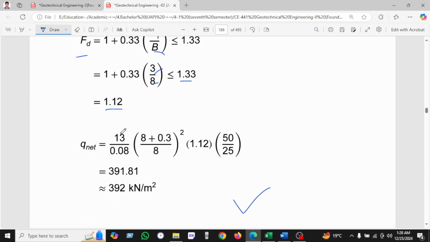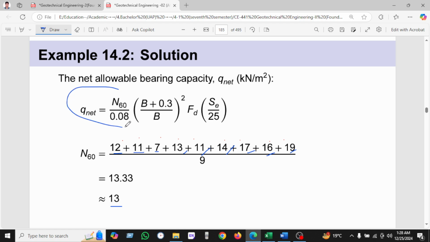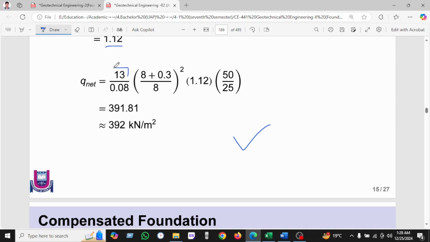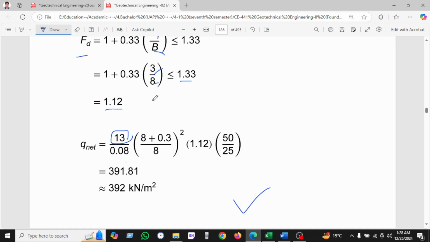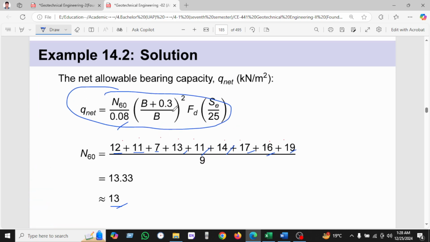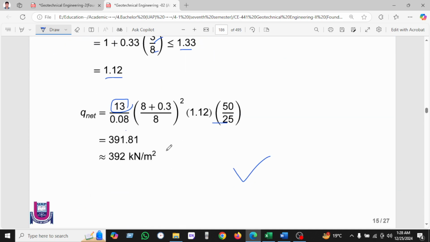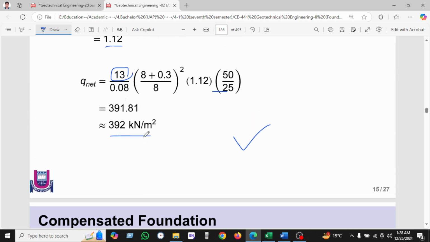So now we'll use this equation, N60 divided by 0.06. N60 we have seen here is 13, and 0.06, and B plus 0.3 divided by B, with Fd, and putting all these values, we found the ultimate net bearing capacity: 392 kilonewton per meter square.